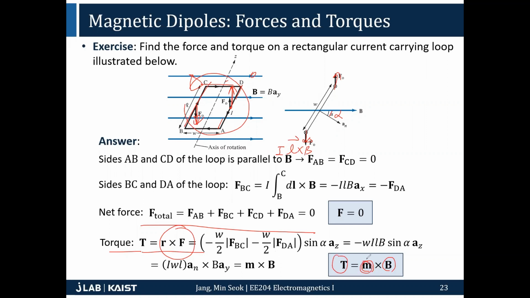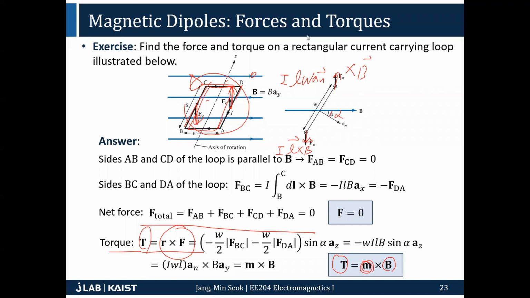Okay, so if you calculate torque from the fundamental definitions, you will realize that torque is equal to M, which is the magnetic dipole moment of this loop, which is I multiplied by the surface area, which is LW, and then the direction of the loop, say A N in this case, right? And then multiplied by B. So that's exactly the same as the torque. So if you define the magnetic dipole moment, you can derive useful quantities in a very simple manner. So that's the beauty of defining dipole moments.